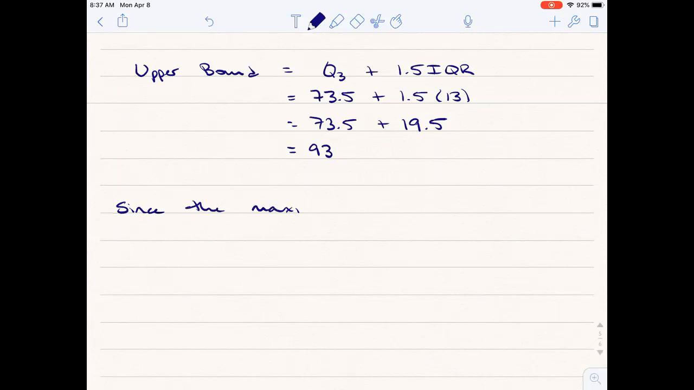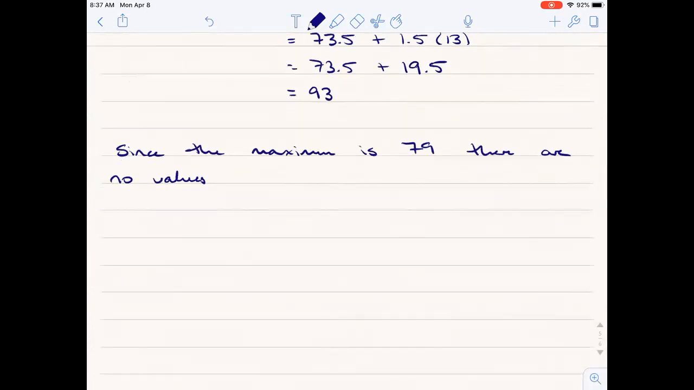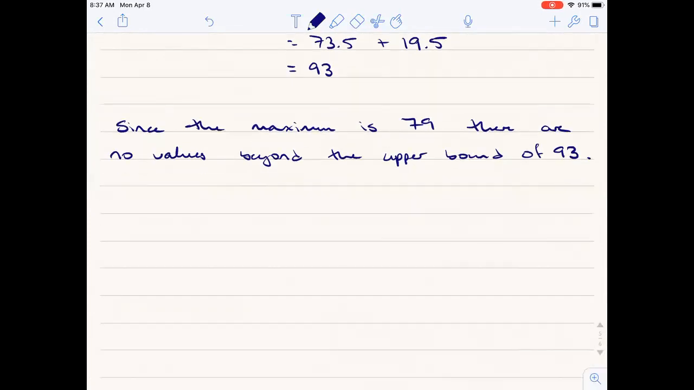Since the maximum is 79, there are no values beyond the upper bound of 93. Therefore, there are no outliers.